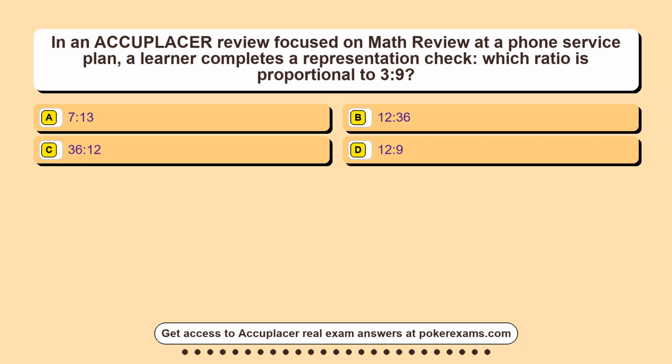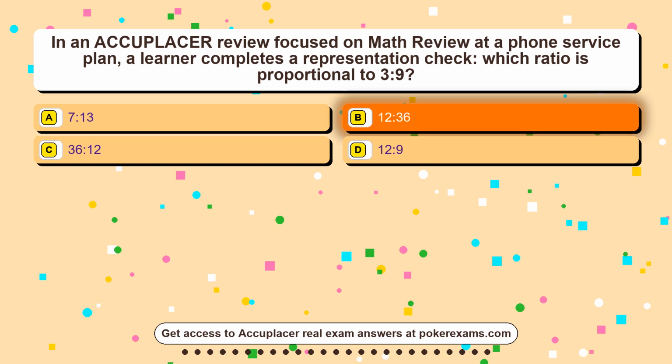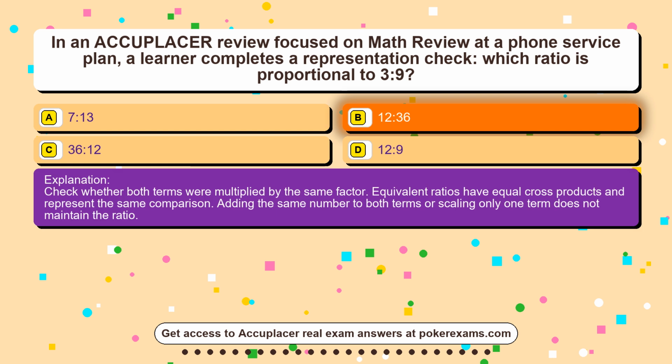Question 9. In an Accuplacer review focused on math review at a phone service plan, a learner completes a representation check. Which ratio is proportional to 3 to 9? Option A, 7:13. Option B, 12:36. Option C, 36:12. Option D, 12:9. The correct answer is option B, 12:36. Check whether both terms were multiplied by the same factor. Equivalent ratios have equal cross products and represent the same comparison. Adding the same number to both terms or scaling only one term does not maintain the ratio.